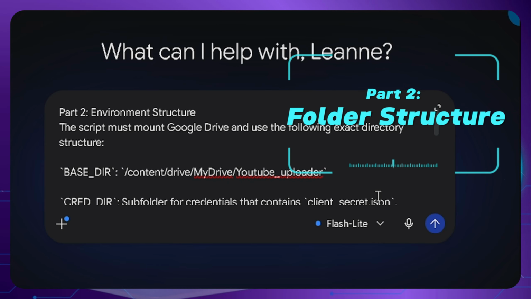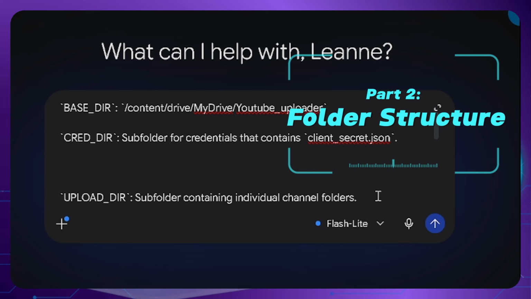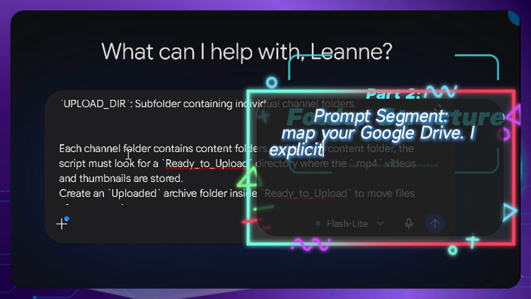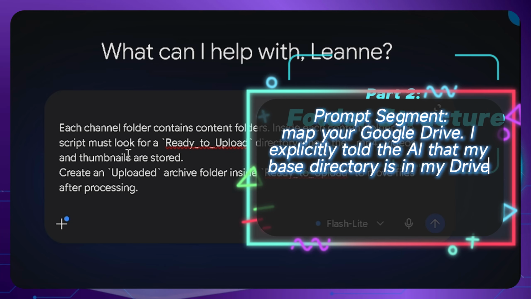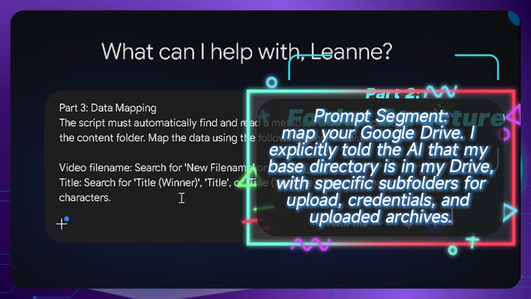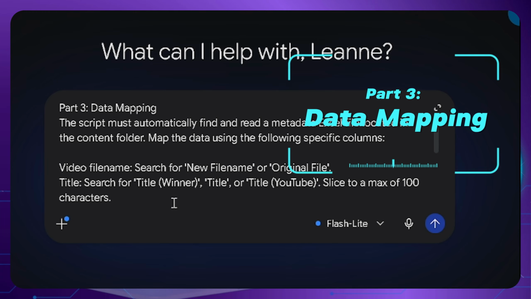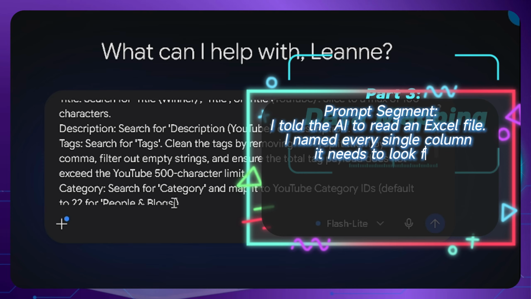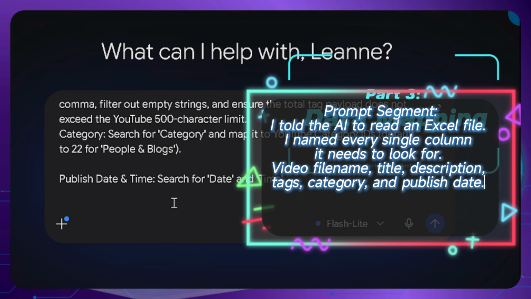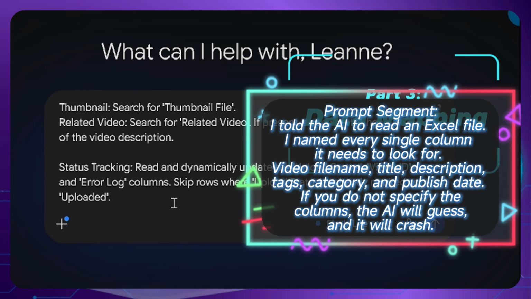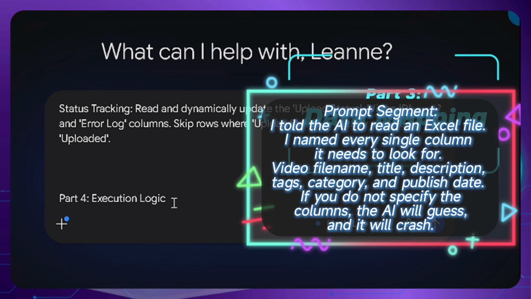Part 2 is the environment structure. You cannot just ask for a script. You have to map your Google Drive. I explicitly told the AI that my base directory is in my drive, with specific subfolders for upload, credentials, and uploaded archives. Part 3 is data mapping. This is crucial. I told the AI to read an Excel file. I named every single column it needs to look for: video file name, title, description, tags, category, and publish date. If you do not specify the columns, the AI will guess, and it will crash.